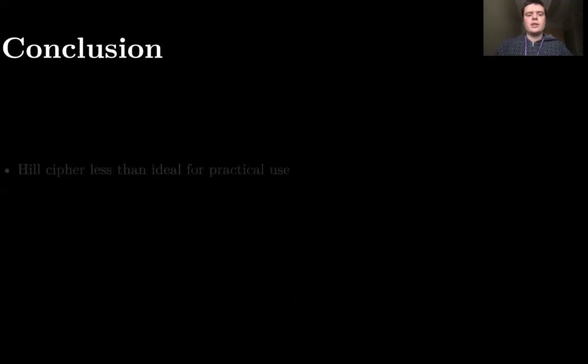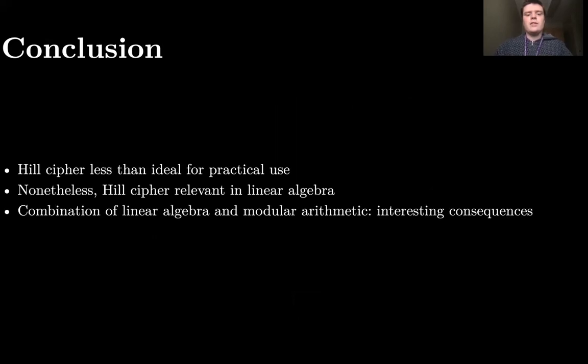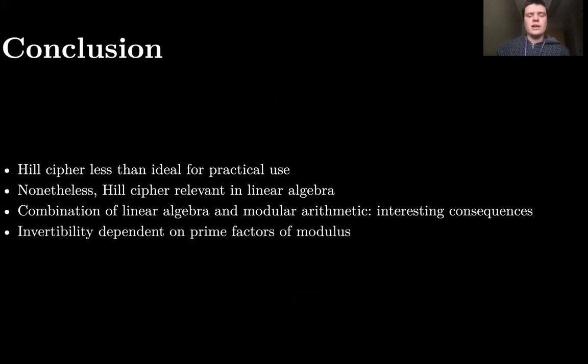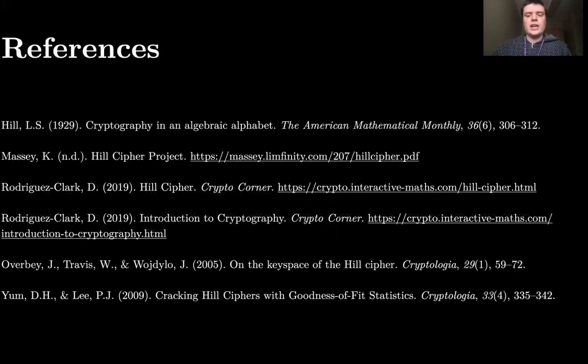So in conclusion, the Hill cipher is less than ideal for practical use. However, it is nonetheless relevant in linear algebra. The combination of linear algebra and modular arithmetic in the cipher process leads to interesting consequences, like the invertibility of a matrix within a modulus being heavily dependent on the prime factors of the modulus, and the much increased presence of involutory matrices compared to matrices that are involutory for real numbers. And that is the end of the presentation.